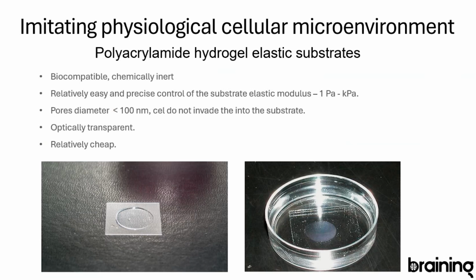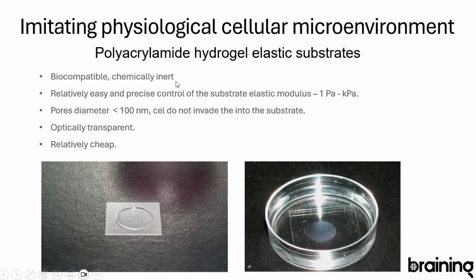It's really hard to deal with the natural matrix because it's very expensive and really hard to get. So, of course, scientists try to come up with some model systems. There are different ways to deal with this, but we chose to work with a polyacrylamide-based elastic substrate. Usually, you see this kind of material in electrophoresis gels.